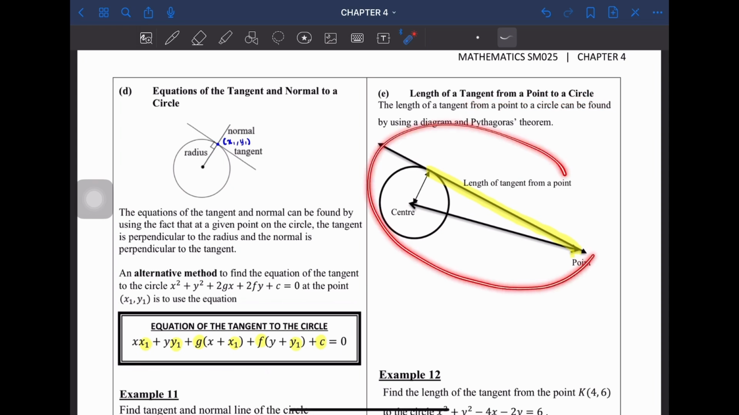Last part of the video, we're going to find the length of tangent from a point to a circle. Okay, so let's say we have this diagram over here. We have a point somewhere on the graph, and then we have a circle. We need to find the length of the tangent, the yellow one, from a point. So how do we find this length?